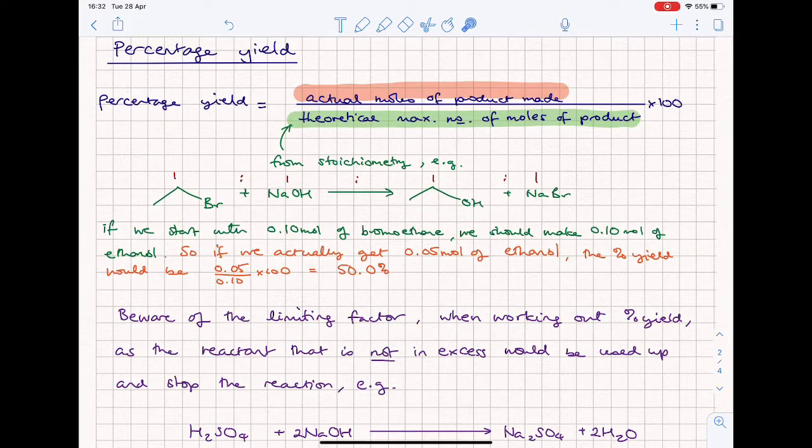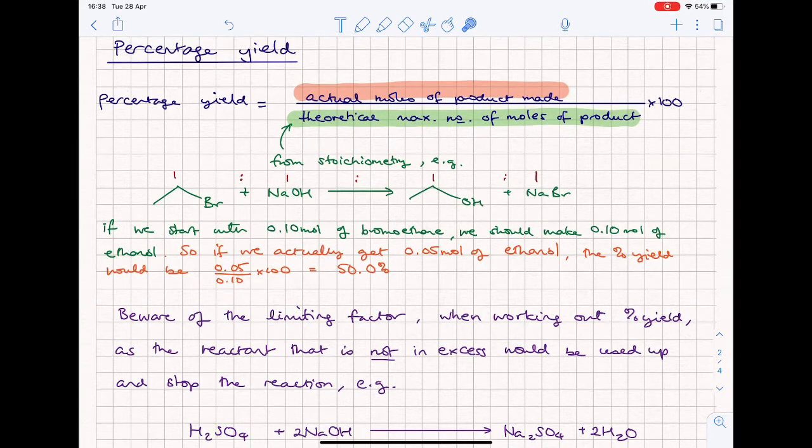Now, if I only get 0.05 moles of ethanol at the end for whatever reason, and there's a number of different reasons we come to later to explain why we don't get 100% yield, we will get, in this case, 0.05 divided by the expected theoretical maximum, which is 0.1, and that will be a 50% yield. You can get a percentage yield anything between 0 and 100%, but you should not be able to get more than 100% yield. If you've got more than 100% yield, you made a mistake somewhere in your calculation, or you may have measured something wrong in your practical.